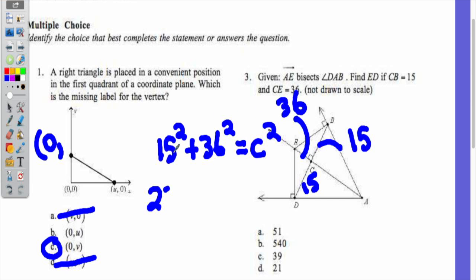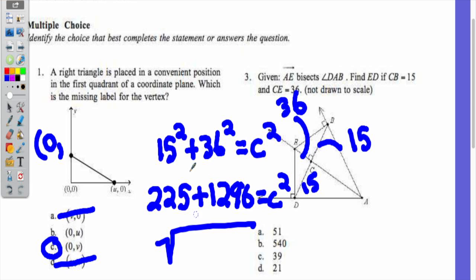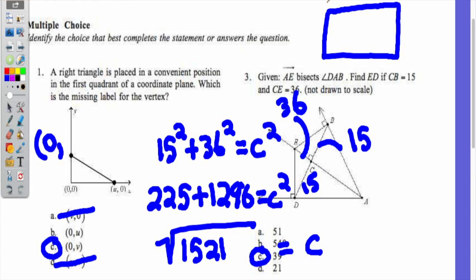15 squared is 225. 36 squared is 1,296 equals C squared. So you want the square root of these added together, which is 1,521 equals C. So when you put 1,521 into the calculator and then you press the radical button, you get 39. The radical button is the button that has this square root symbol. It is actually a radical button.